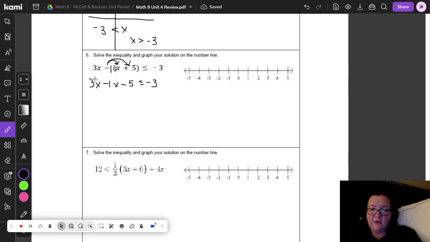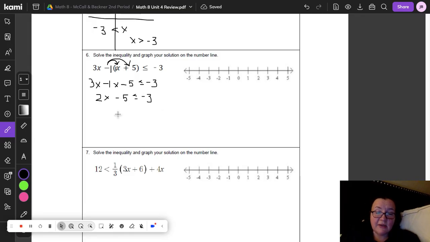All right, let's look over here. It looks like we can combine some like terms. We have 3x minus 1x equals 2x. Beautiful. Minus 5 is less than or equal to negative 3. All right, next step, addition or subtraction. Looks like we got some subtraction here. So we're going to use the inverse operation to get rid of it. The inverse of subtraction is to add it to both sides.